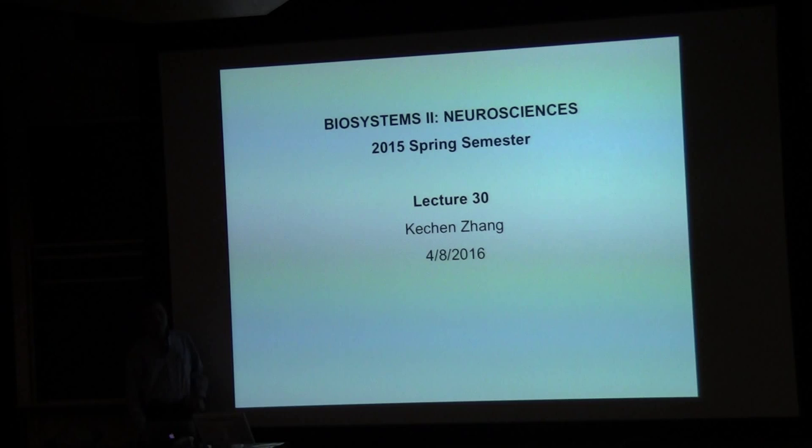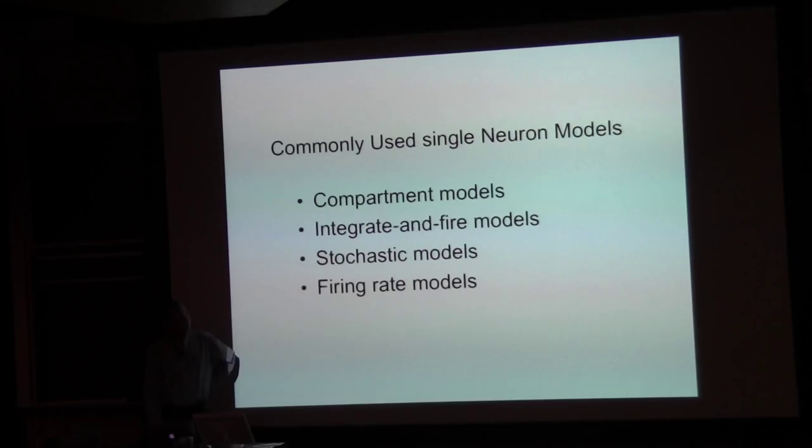All right. In the next six lectures, I'm going to talk about computational neuroscience. So basically, we use mathematical tools and computer models to try to help us understand how the brain works. So the first question: what is the brain made of? Of course, we all know the brain is made of neurons.